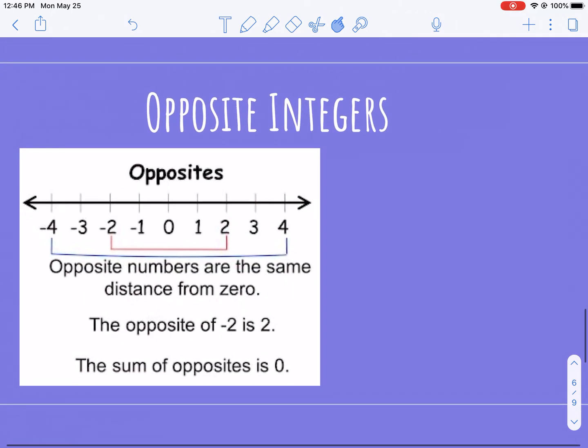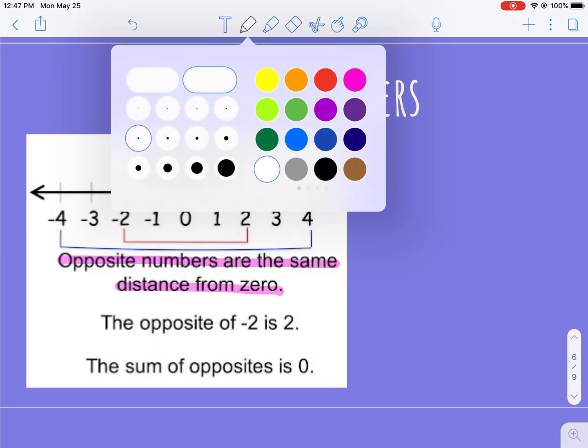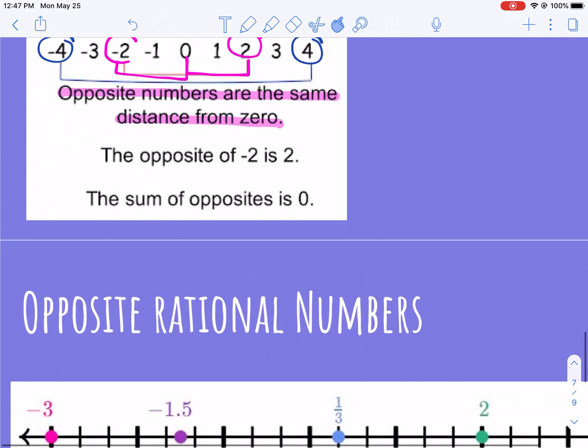So this is just another breakdown of opposites, kind of what I just went over. If you see in the definition, opposite numbers are the same distance from zero. So for example, if we were focused on -2, its opposite is going to be +2. 2 is 2 units away from 0, -2 is 2 units away from 0. Same thing if we were looking at +4. 4 is 4 units away from 0. If we went to the left of 0, -4 is 4 units away from 0. So those are opposite integers.